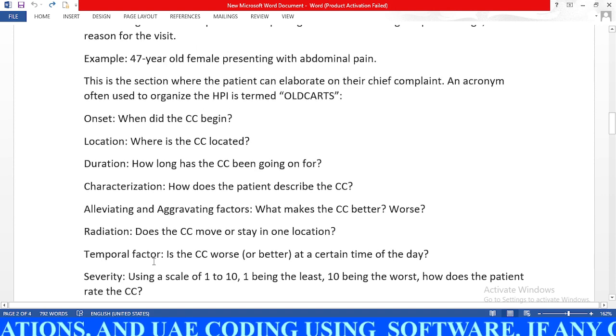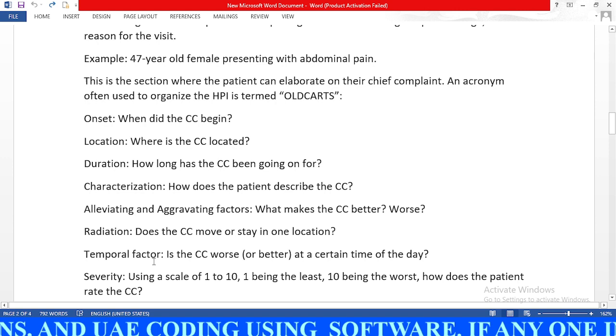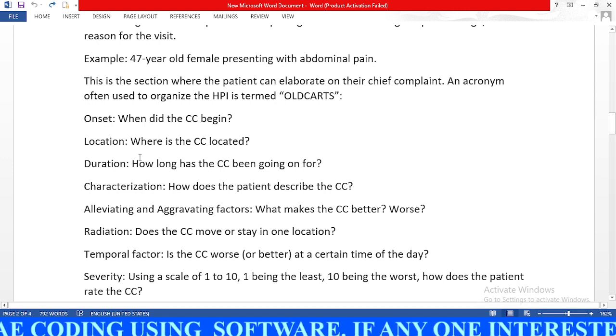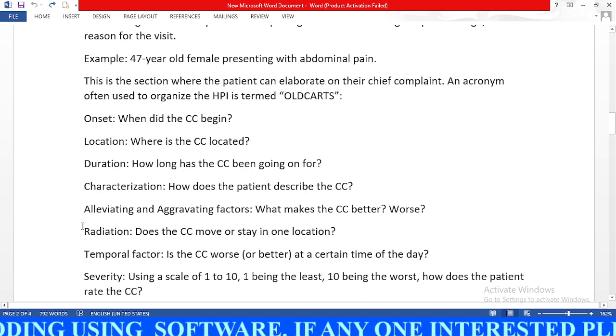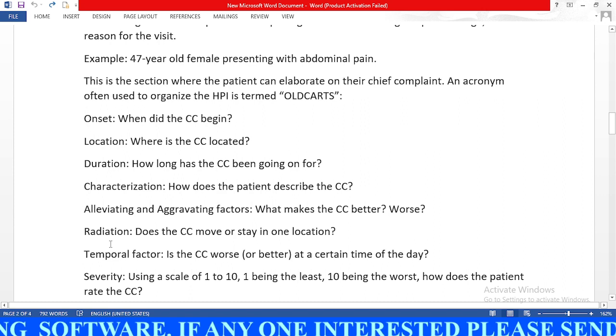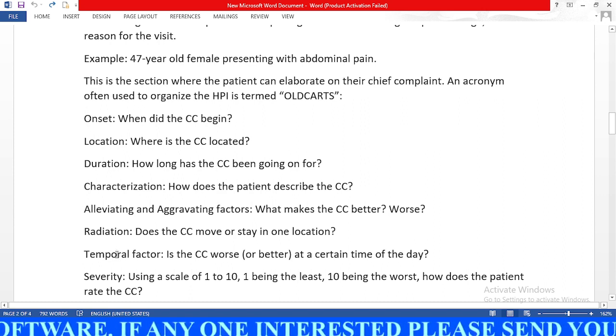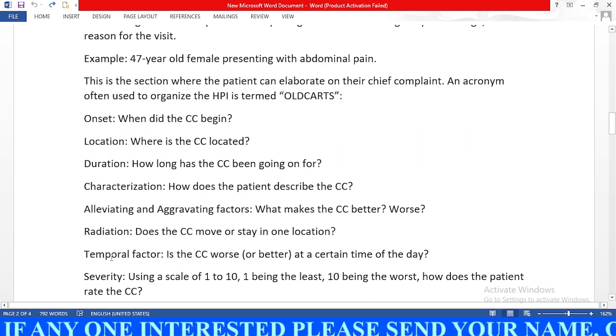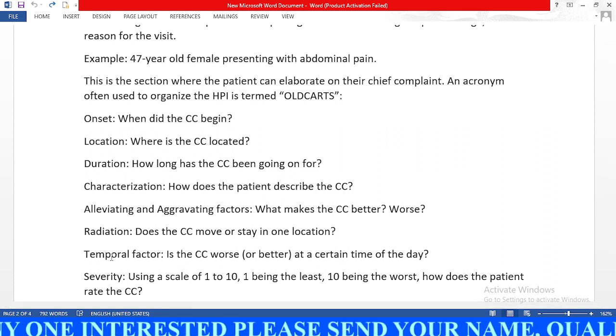So basically, HPI contains all these constituents: onset, location, duration, characterization, alleviating and aggravating factors, radiation of the chief complaint, temporal factor which increases the chief complaint, and severity of the chief complaint, which is on a 1 to 10 scale.